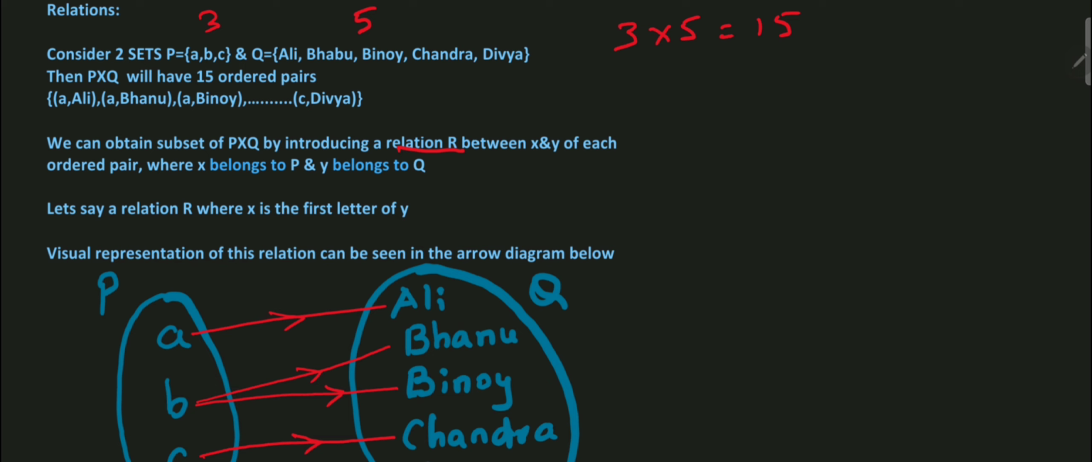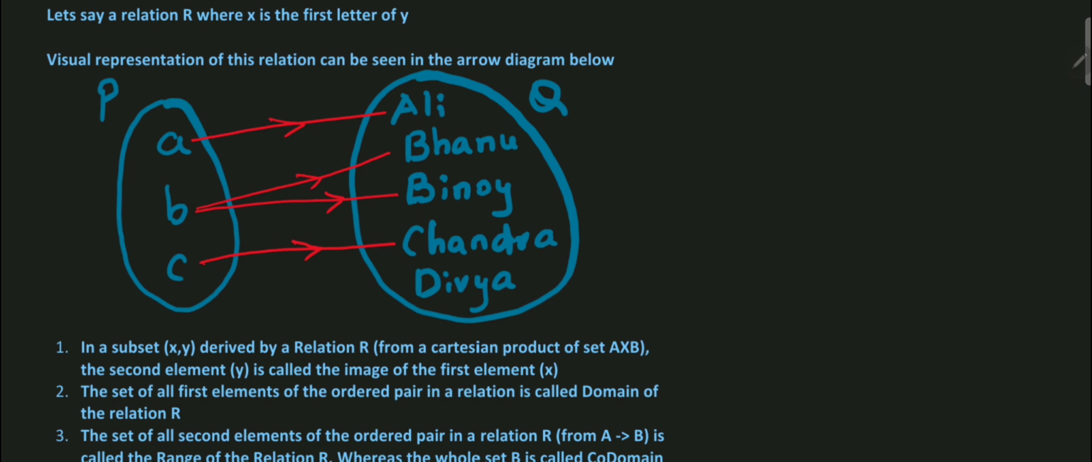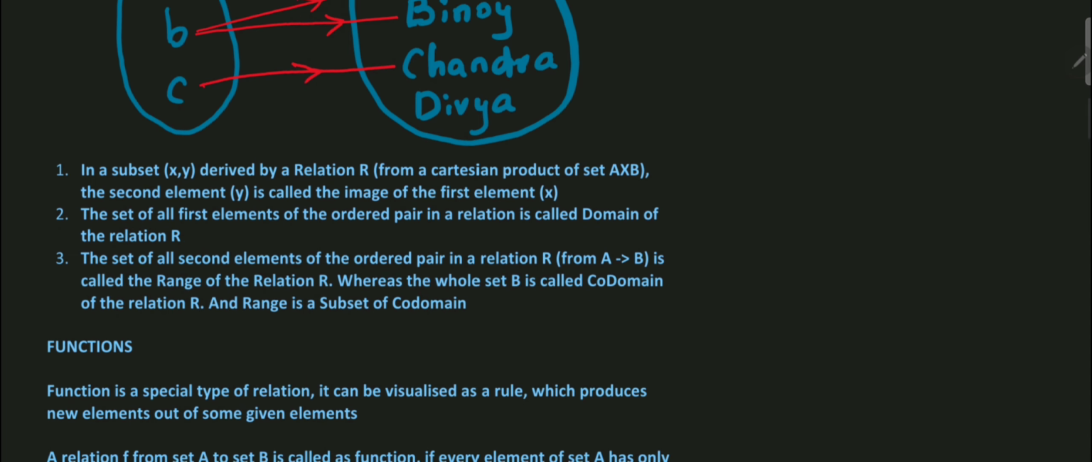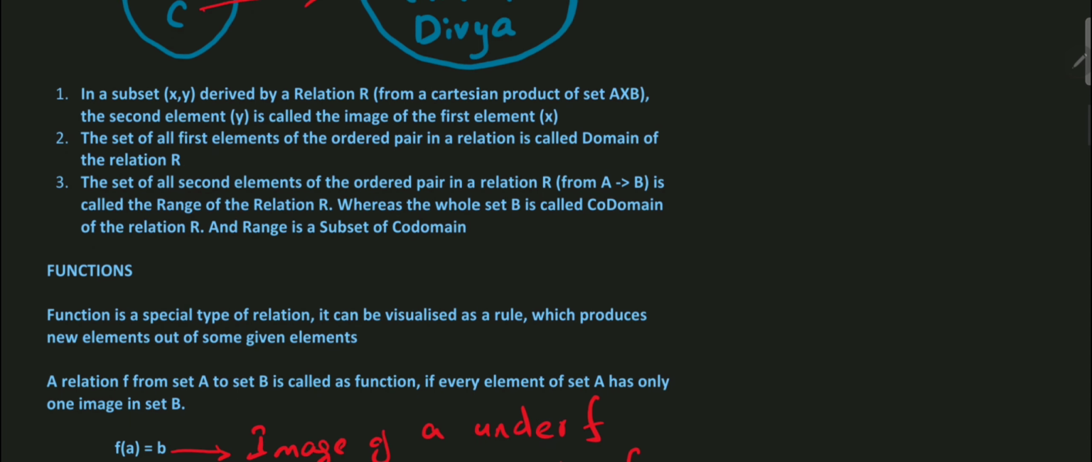The visual representation can be as shown in the arrow diagram below. X is the first letter of Y. A forms Ali, B forms Banu and Bijay, C forms Chandra, and Divya is left out. In a subset derived by relation R, the second element Y is called the image of the first element X.